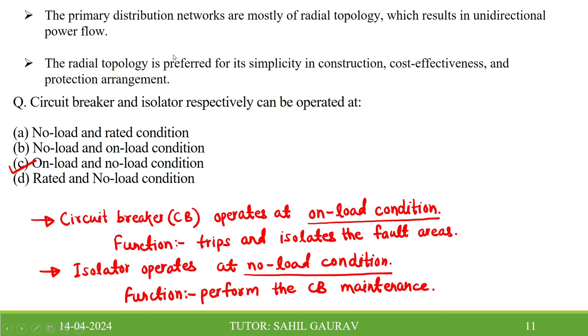Now we know these distribution networks are mostly of radial topology, which results in unidirectional power flow. And the radial topology is preferred for its simplicity in construction, cost effectiveness, and protection arrangement. And the other important part is the circuit breaker and isolator. The circuit breaker operates at on-load condition, and the isolator operates at no-load condition.